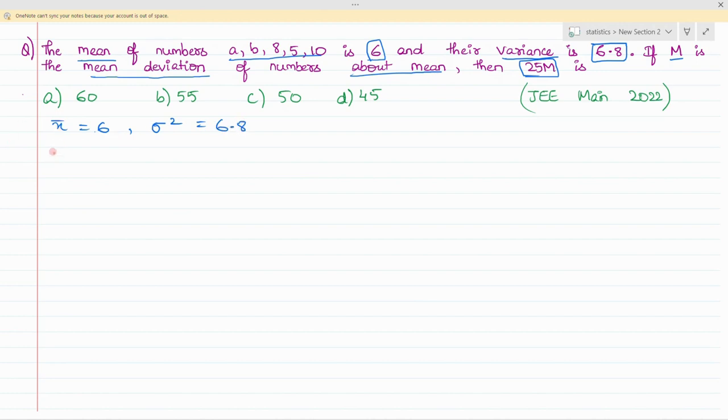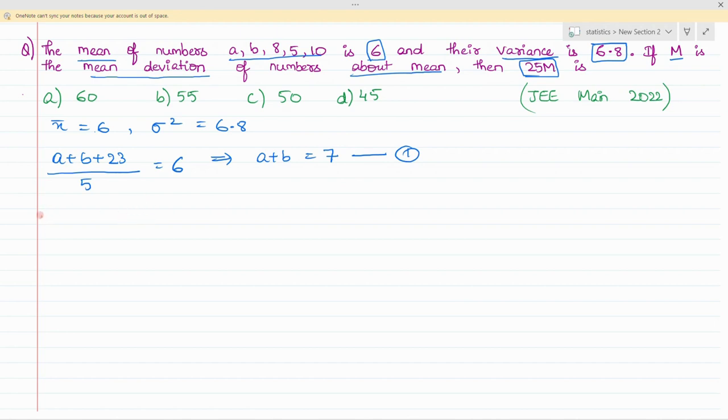So mean is nothing but sum of the numbers, that is a plus b plus 10 plus 5 15 plus 15 plus 8 23 upon total number of observations, those are 5, is equal to 6. From here we can write a plus b is equal to 30 minus 23, that is 7. So we'll get the equation 1.